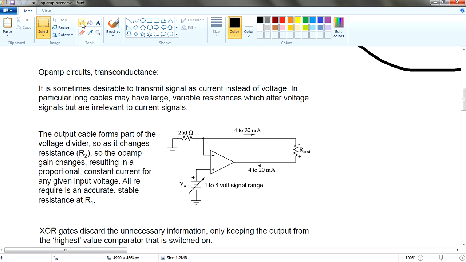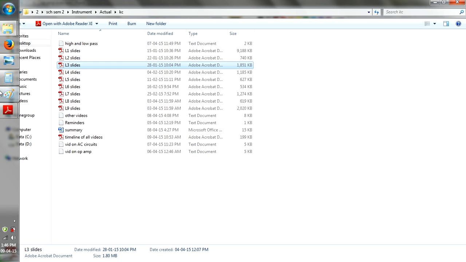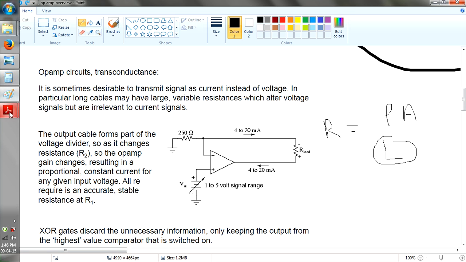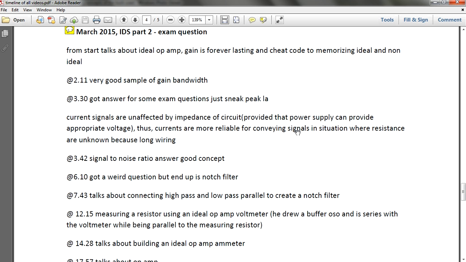Because with long wiring, if you remember, resistance is based on R equals rho L over A, where rho is some constant. I forget, I think A is also there. Typically the length itself will affect your resistance. The longer the length, the longer your resistance. So there will be a certain unknown resistance, and there will also be an unknown R load. These are the things that are a little unknown. So to be safe, you will use current signals to convey. For very long wiring or unknown resistance, you will use current signals instead of voltage signals.